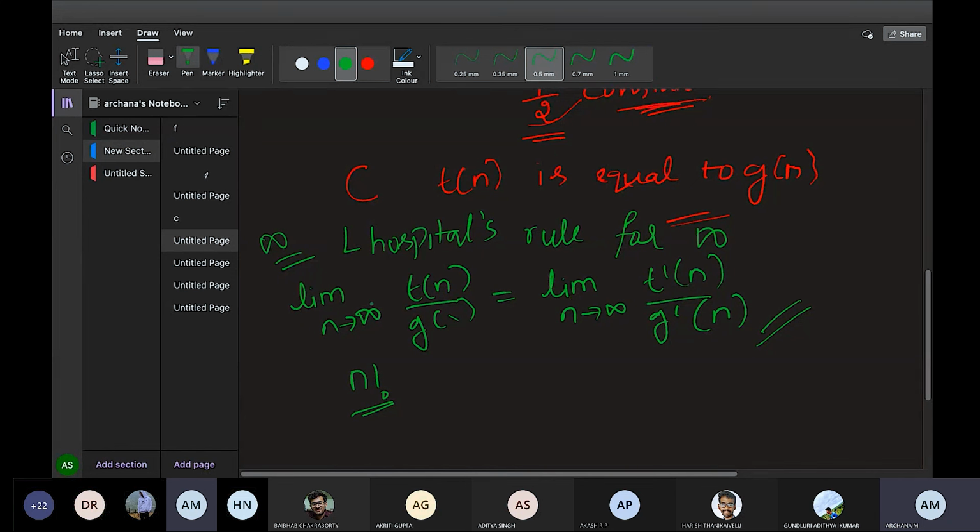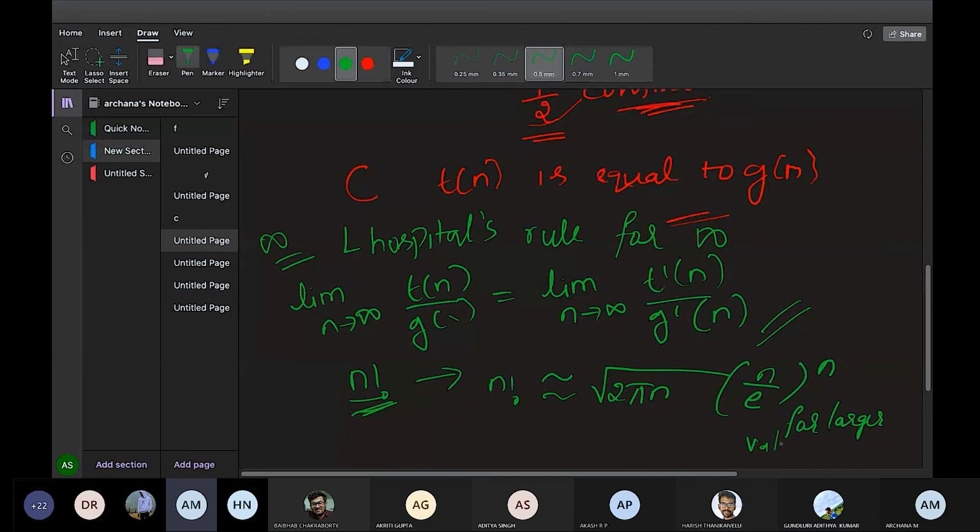And whenever you have a formula like this, n factorial, you have to substitute that n factorial with this formula. Look here, n factorial is square root of 2 pi n into n divided by e to the power n, for larger values of n. This is very, very important. Only when you have factorial in your problem, or when they ask you about factorial, you have to substitute that factorial with this. That's all.